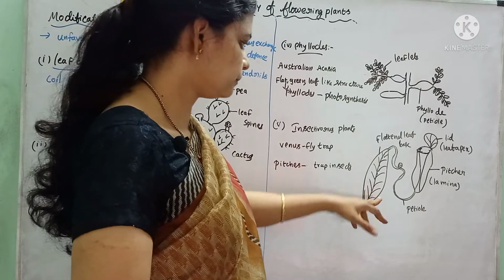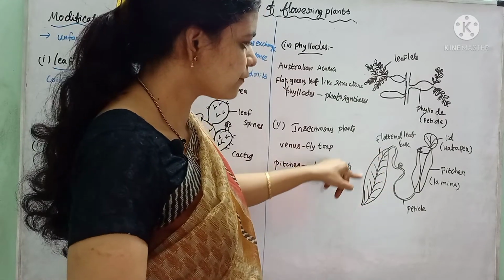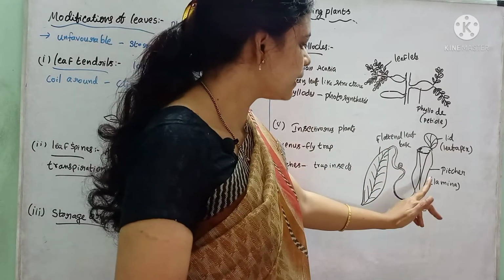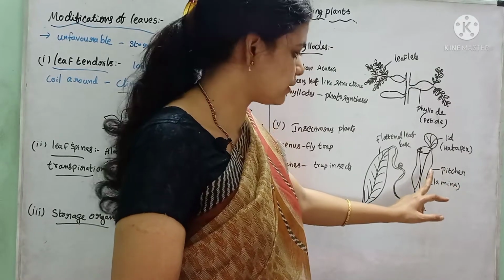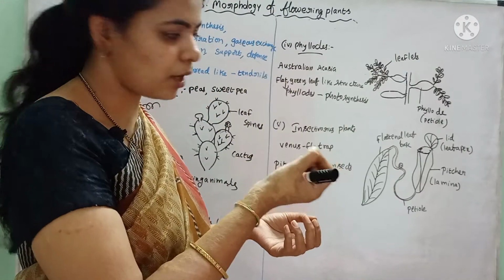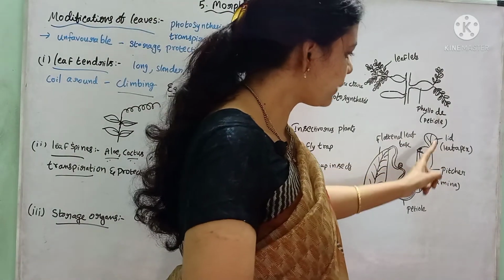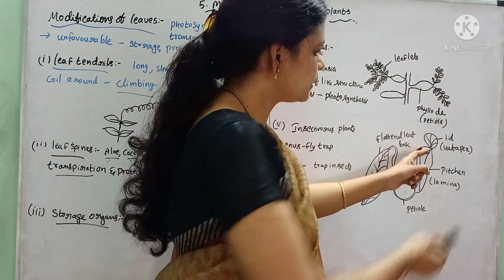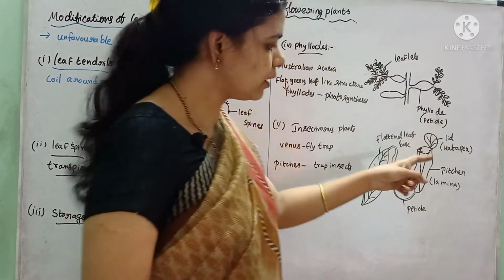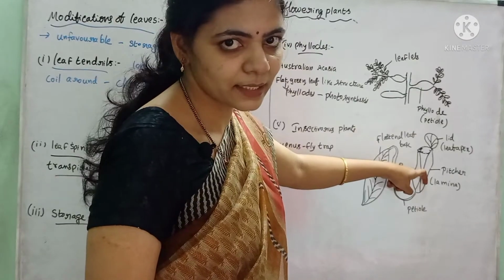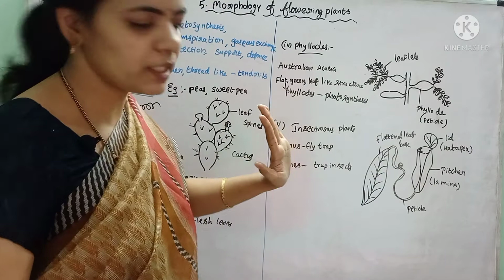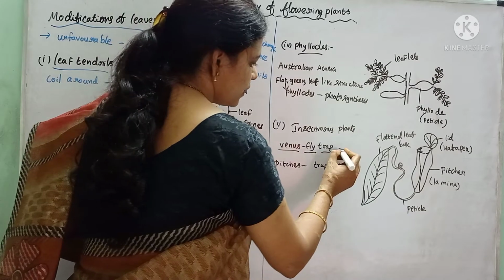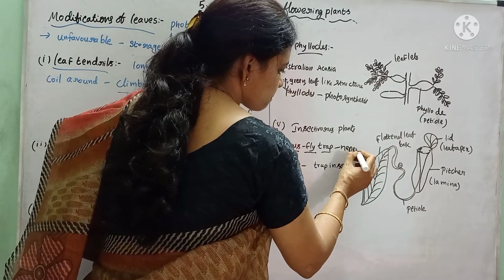Here, see this diagram. This is the flattened leaf base, and the petiole is like a coiled structure, and the lamina is modified in the form of a pitcher. Inside the pitcher there are several hairy outgrowths, and the leaf apex is modified in the form of a lid. When any insect comes to this place, the lid will close the pitcher, and the pitcher will squeeze the insect and absorb the nutrients present in the body of the insect. This is about the insectivorous plant, for example Venus flytrap. It is also called nepenthes.